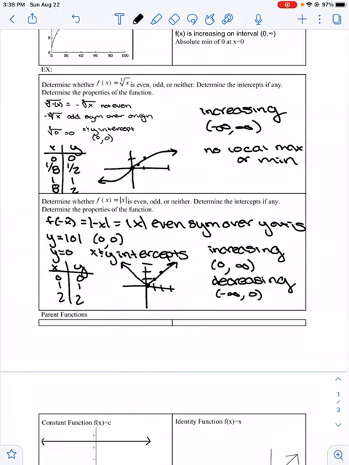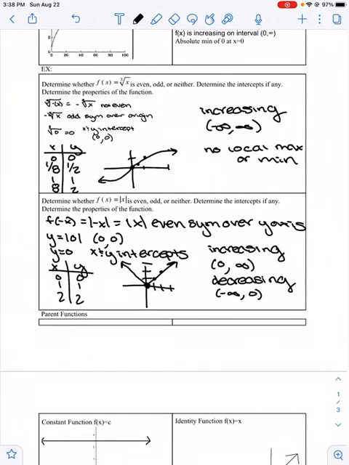And then lastly, we do not have any local maximums. The only thing we have is a local minimum at our origin point. So local min at x equals 0. So local min, and I'll rewrite it differently. So local min of 0 at x equals 0.